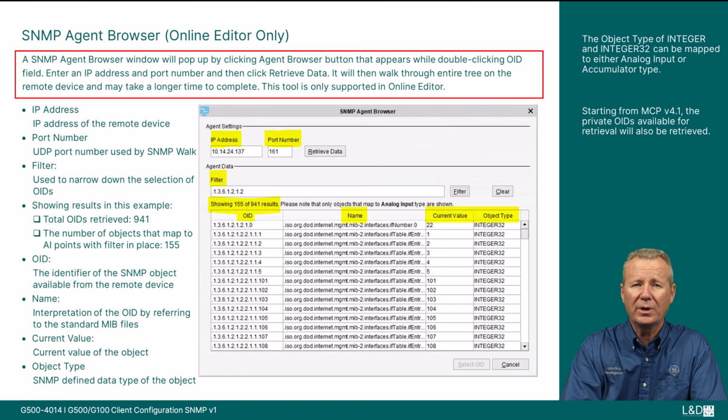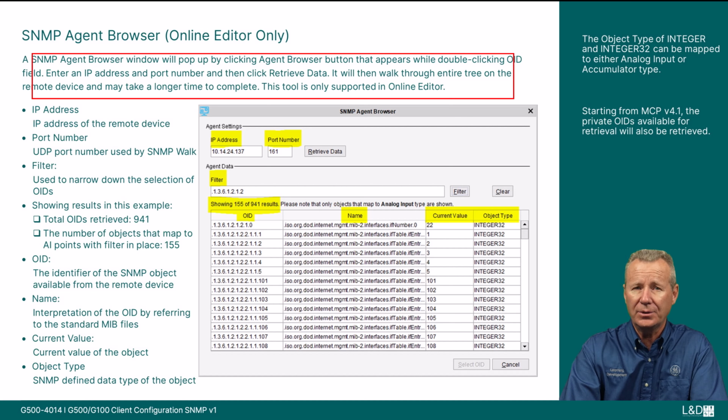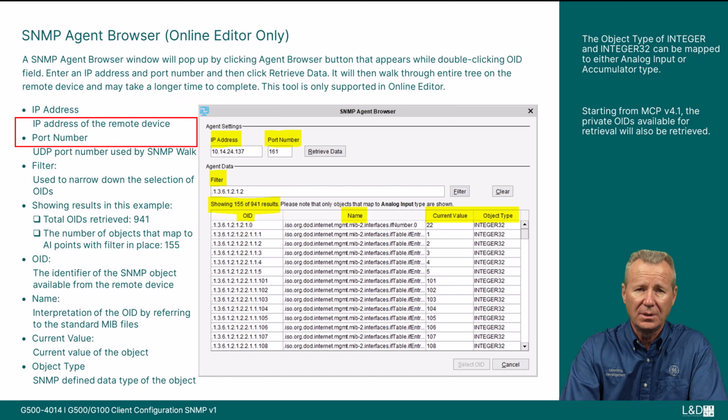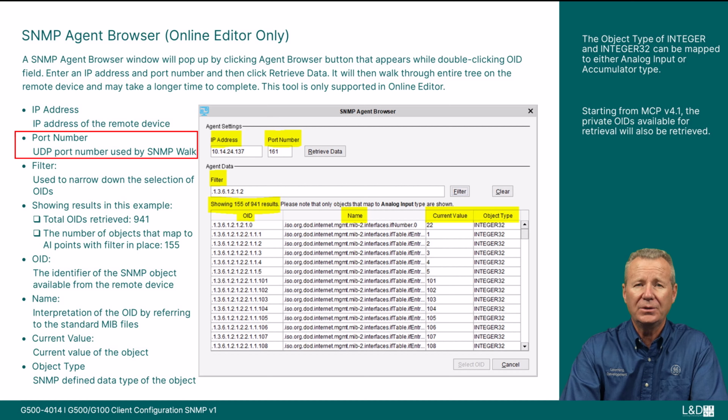A SNMP Agent Browser window will pop up by clicking the Agent Browser button that appears while double-clicking the OID field. Enter an IP address and port number and then click Retrieve Data. It will then walk through the entire tree on the remote device and may take a longer time to complete. This tool is only supported in the online editor. IP address is the IP address of the remote device. Port number is the UDP port number used by SNMP. It is 161 by default.